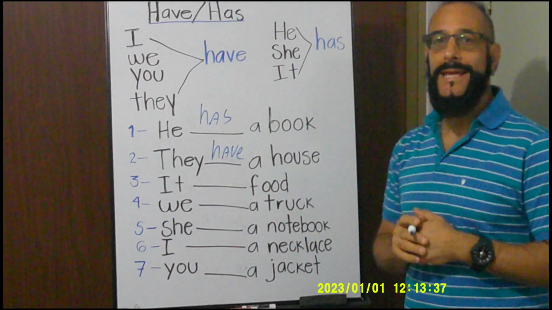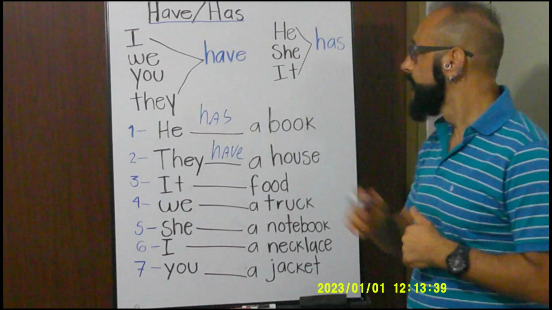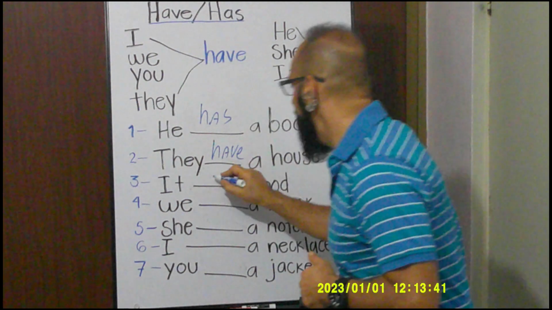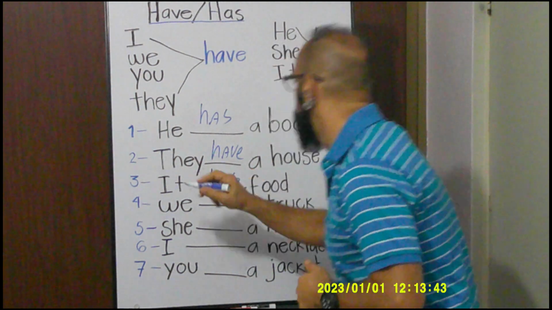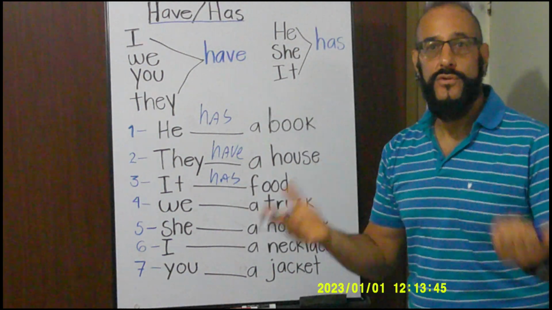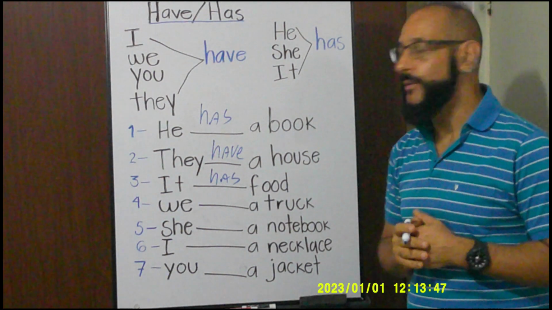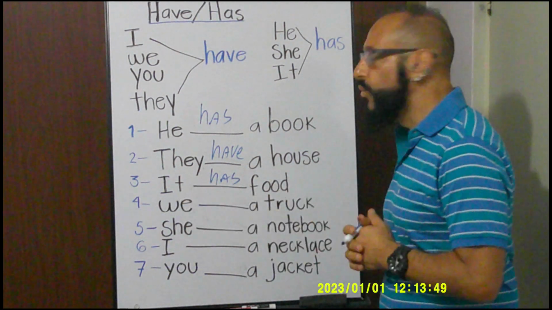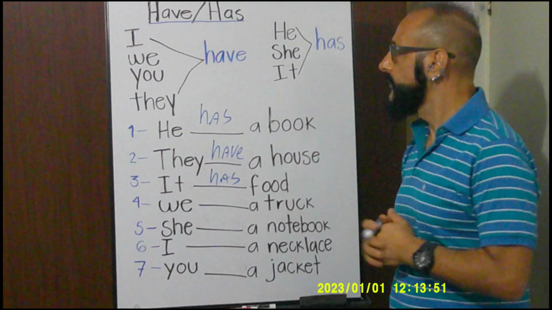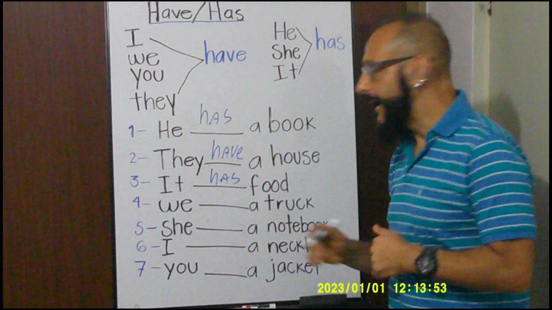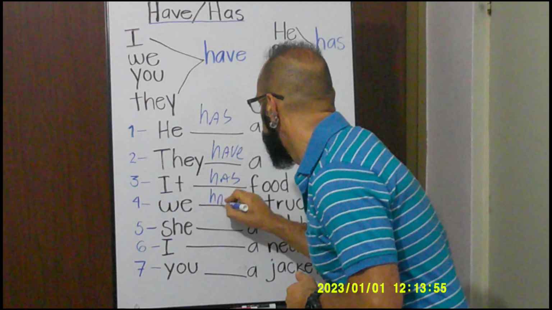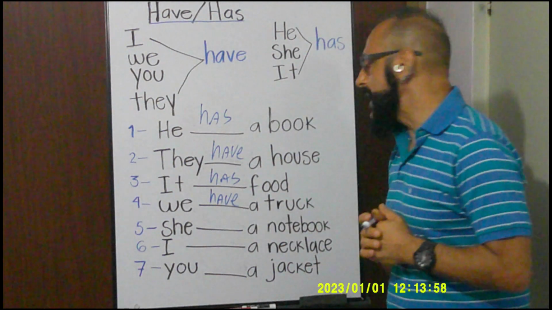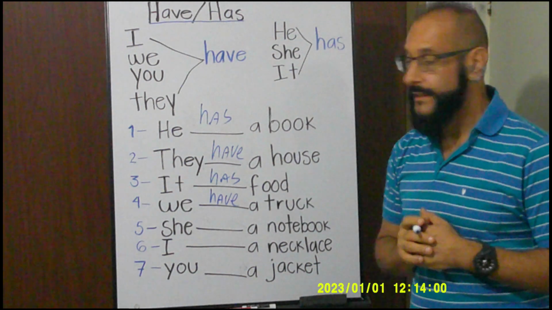Okay, and number 3, it blank food. Very good. Has. It has food. So it referring to an animal. Okay, and then we blank a truck. Very good. Have. So we have a truck.